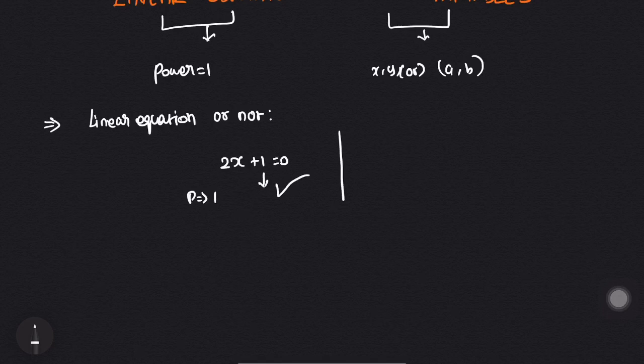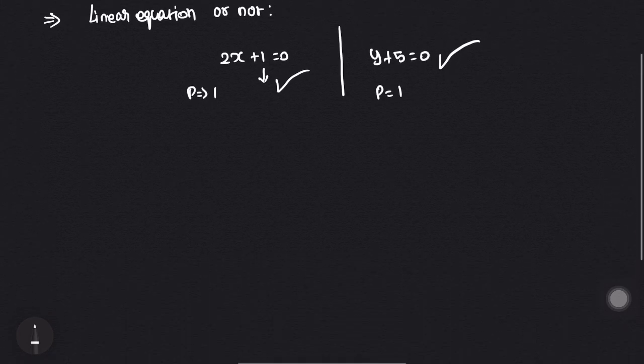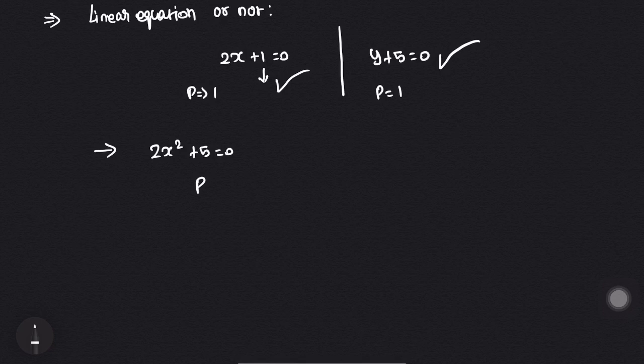Then y plus 5 is equal to 0. So now the variable is y, and the maximum power is equal to 1. So the given equation is also a linear equation. Next, 2x square plus 5 is equal to 0. Just compare: the maximum power is equal to 2. So this is not a linear equation.